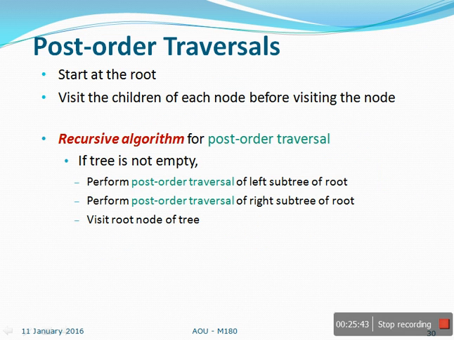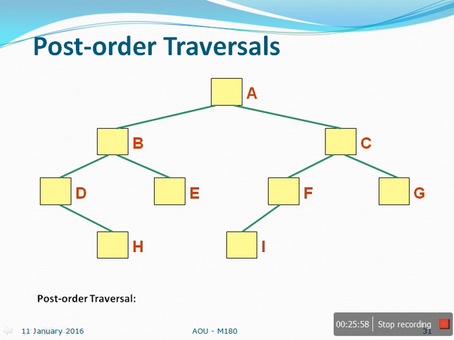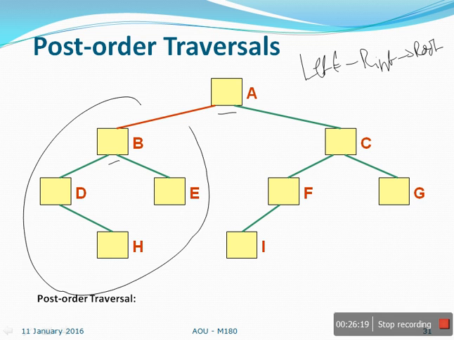Now moving to the post order. In the post order, first we start from the left, then go to the right, and then reach the root node. So let us take the same tree and try to find the post order of this tree. Now the post order says traverse the left, then go to the right of it, and then go to the root. So traverse the left, the root is A, its left is B. B is again a root because it is a subtree over here.